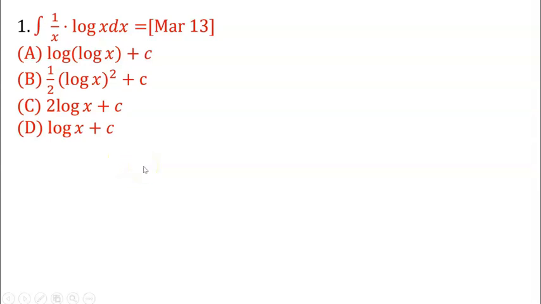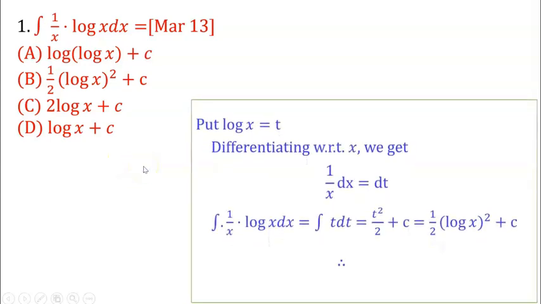Now let us see the solution of this. Here we will solve this example with the method of substitution. Put log of x equals t, and after differentiating with respect to x, the derivative of log of x is 1 upon x into dx, and the derivative of t is dt. Therefore the value of 1 upon x into dx is dt.